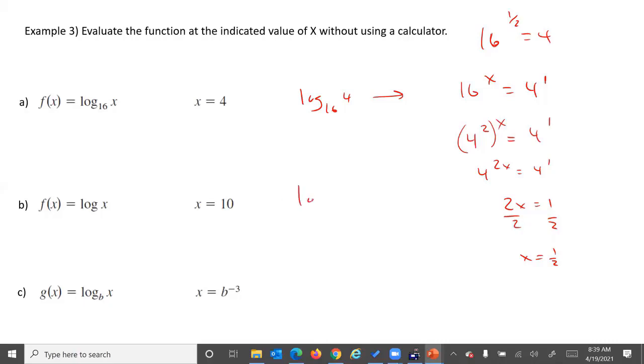This one, log base 10. One thing we probably should mention in just a second here is whenever you see log by itself, if there's no base whatsoever, it's a base of 10. And this guy is going to be what? Just a 1, right? Because you're asking yourself, what exponent do you put on 10 to give you 10? It's just a 1.